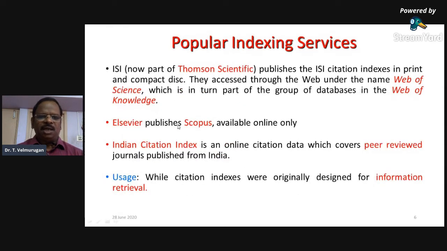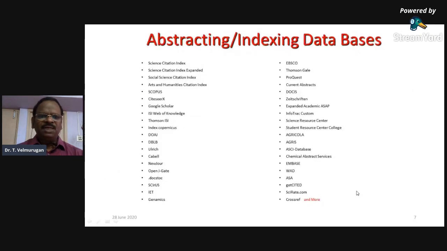Another kind: worldwide, most universities require Scopus indexing services. The Scopus indexing service is maintained by the Elsevier group of journals. Elsevier company's product is Scopus. Apart from Scopus, Indian citation indexes are also available. What is the use of these indexing services? They are used for information retrieval in search engines. What are the very famous abstracting and indexing databases available? SCI, SCIE, SSCI, AHCI, Scopus, CiteSeerX, Google Scholar. These are various kinds, and many more.